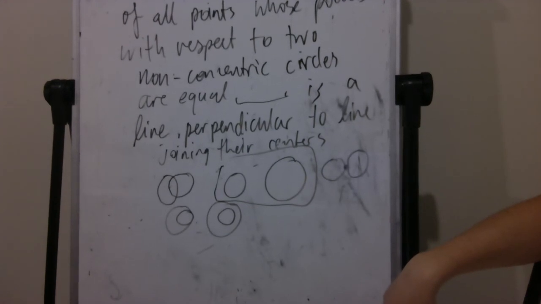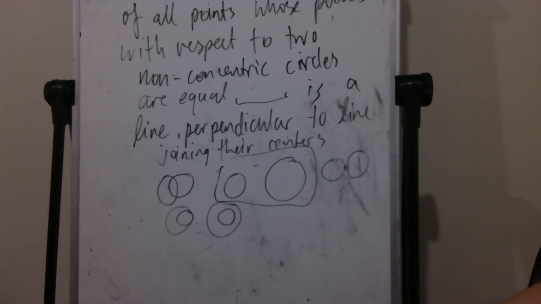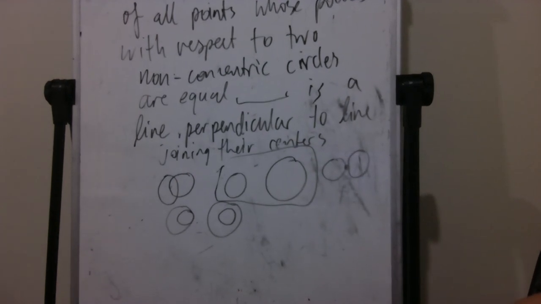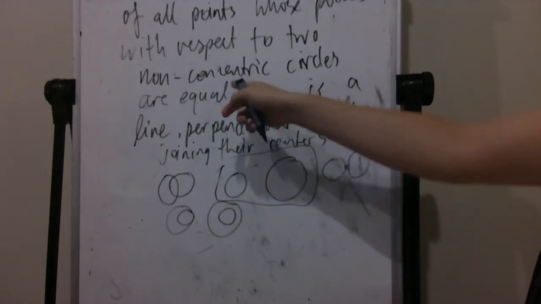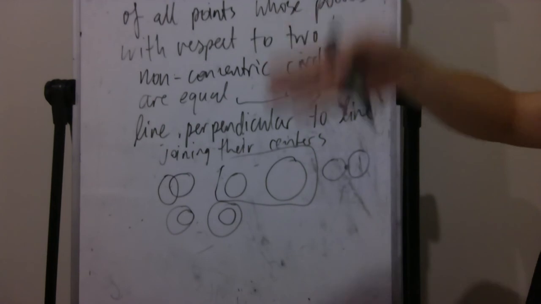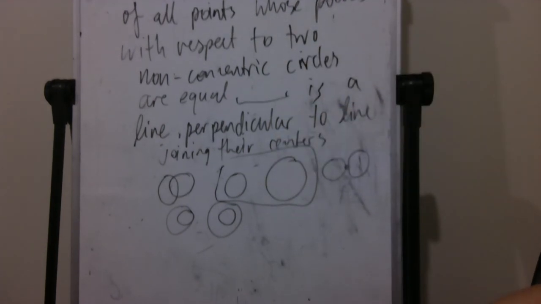I get it. Yeah, but even if they're concentric, it's just the center, right? Is the line perpendicular? But the center's on it. The reason they say non-concentric is because perpendicular doesn't make sense for concentric circles, right? Because you don't have a line that joins the centers. But first, is it a straight line?